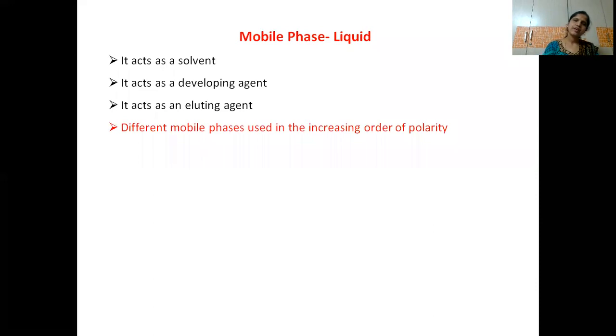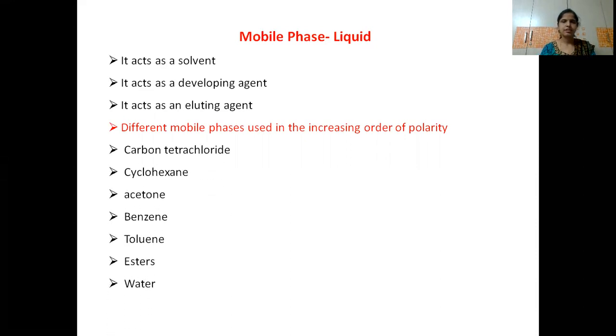And what are the different mobile phases that we can use in chromatography? It is given here in increasing order of their polarity. We generally start from non-polar solvents or non-polar mobile phases, those are carbon tetrachloride, cyclohexane, acetone, benzene, toluene. Then we can increase the polarity. We can use esters, we can use alcohols, and then water, which can act as the mobile phase.